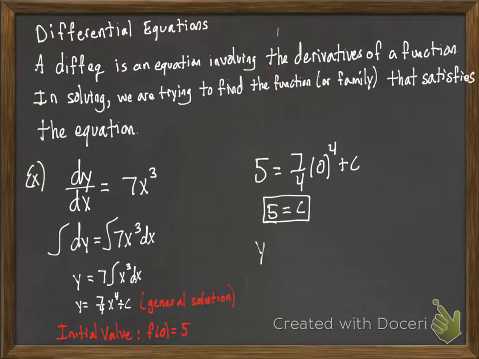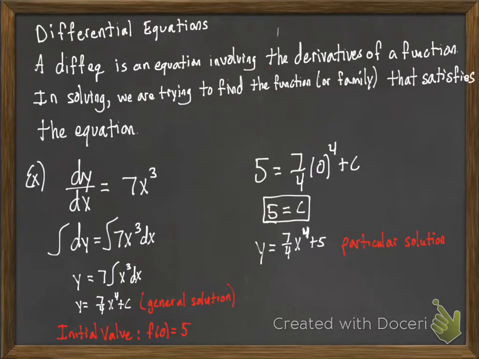And now when we write the equation down with that actual constant, where we actually know the constant, well then that has another name now. That's not a general solution anymore. It's a very specific, or if you will, a particular solution. So we have two types of answers that will go with a differential equation.